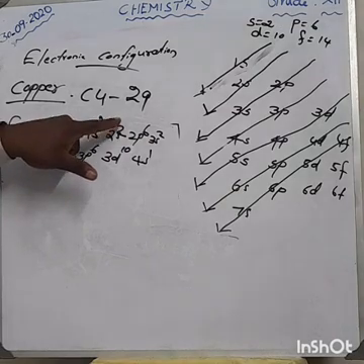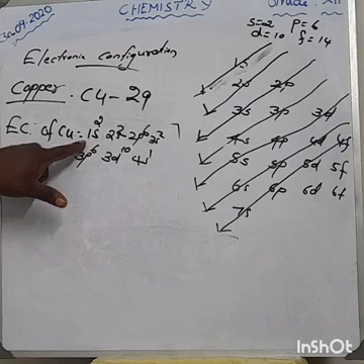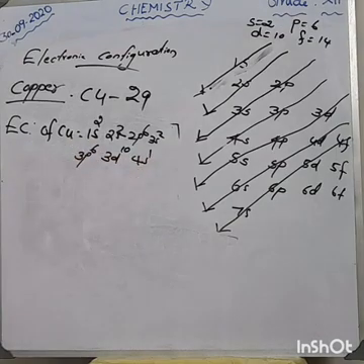2 plus 2, 4; 4 plus 6, 10; 10 plus 2, 12; 12 plus 6, 18; 18 plus 10, 28; 28 plus 1, 29. This is the actual configuration.